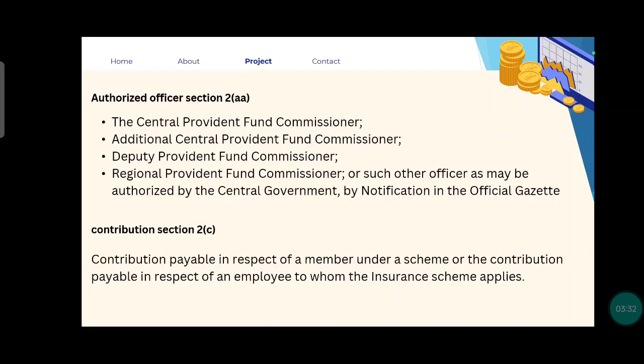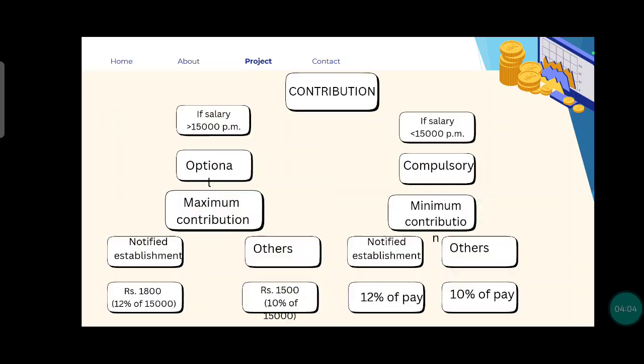Next one is the authorized officers, section 2A. This will include Central Provident Fund Officer, Additional Central Provident Fund Officer, Deputy Provident Fund Officer. This will be the appointment of the commissioner in this act. Third one is contribution, section 2C. Contribution in respect of a member under a scheme, or the contribution payable in respect of employees, tells about how the employees contribute an amount in their company.